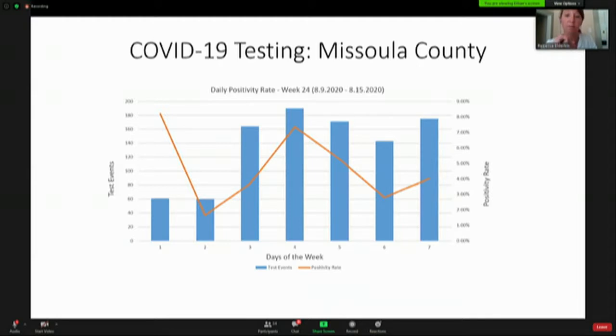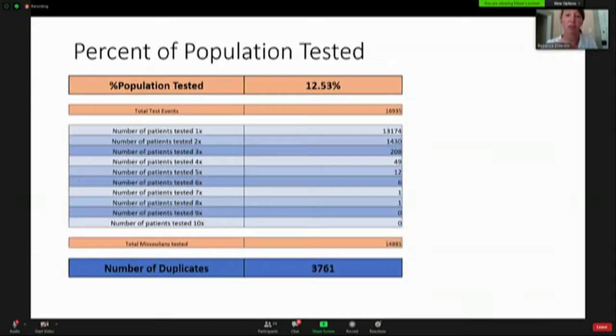And finally, I'll go over one more reason we are making counting duplicates a priority, which is to understand how many Missoulians are being tested. So after having removed duplicates, people who are testing multiple times, we can see that 12.5% of the population here in Missoula has been tested at least once, which is absolutely something to celebrate. What this figure doesn't tell us is who's getting tested or who has access to testing or who doesn't. And with that, I will hand it back to Erin.